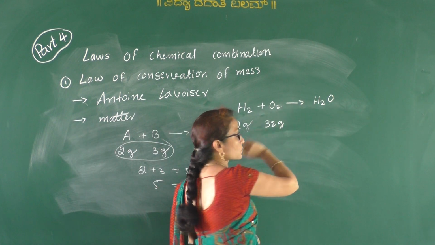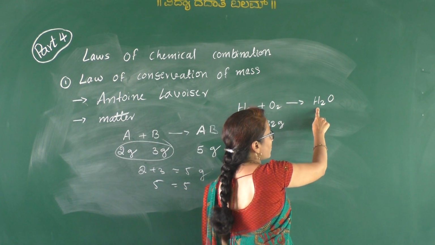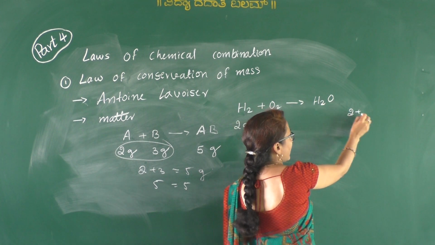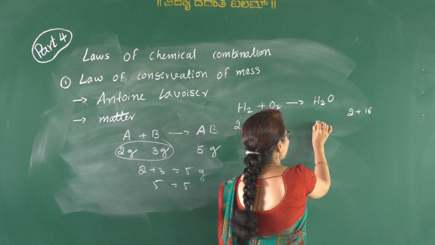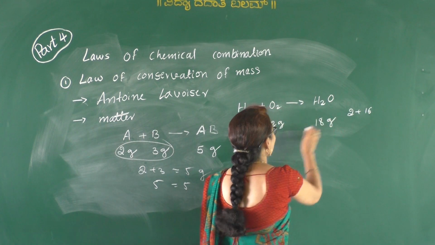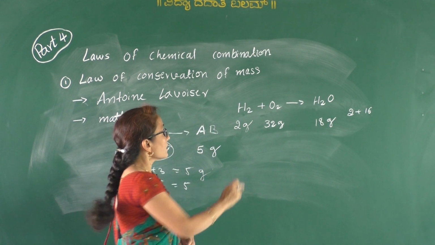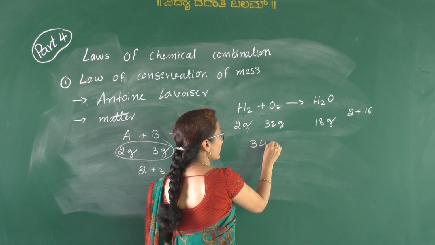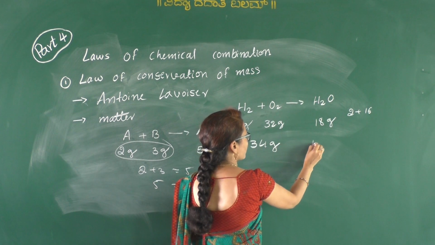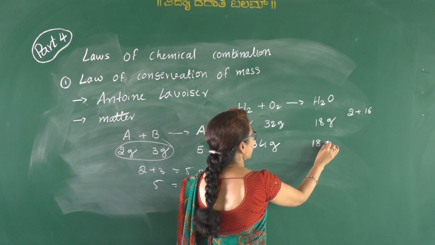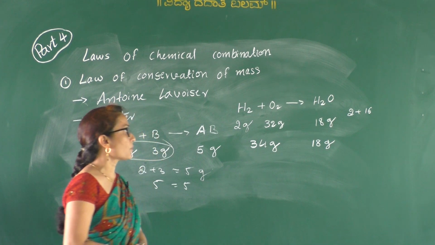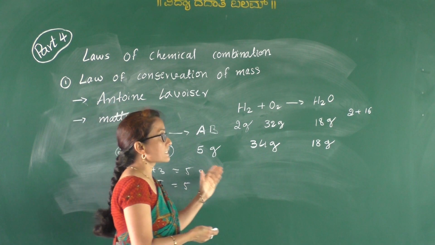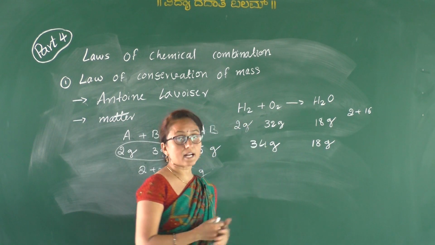So now consider this water. In water we have 2 hydrogen atoms, therefore 2, plus oxygen is 16, 16 plus 2, that is 18 grams. So it is not balanced. The reactants are 2 plus 32, that is equal to 34 grams. But the mass of the product formed is how much? That is 18 grams. That means the equation is not balanced.